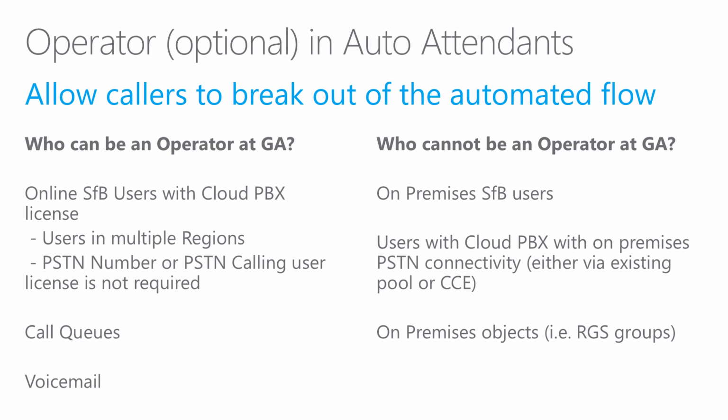The on-premises Skype for Business users or Cloud PBX users that use on-premises PSTN connectivity, either via the existing pool or CCE, those cannot be an operator. Also, on-premises objects, for example, response group service groups, they cannot be operators at this point in time.